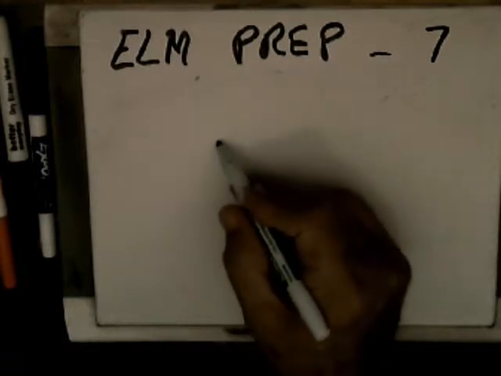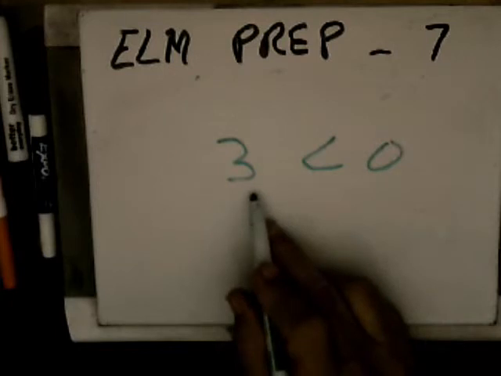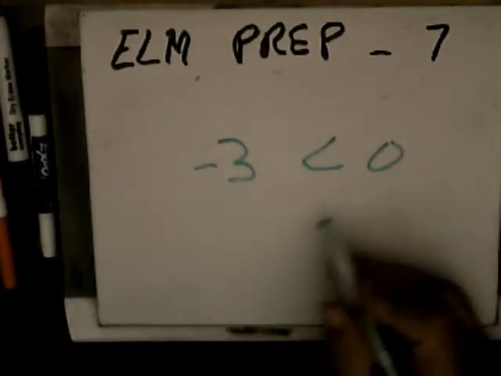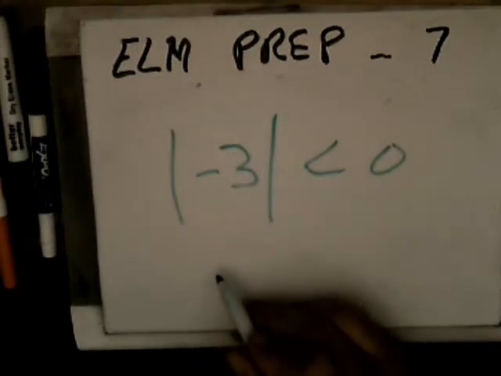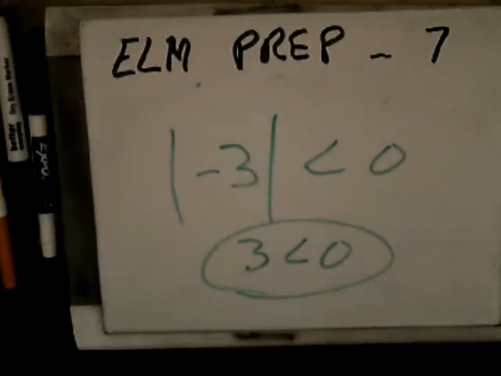In other words, if my answer was the absolute value of 3 is less than 0, that's not true. 3 is not less than 0. A minus 3 would be less than 0. But if I took the absolute value of minus 3, I'm back to 3 less than 0. And this is not a valid statement.